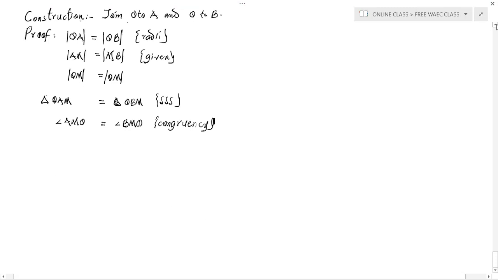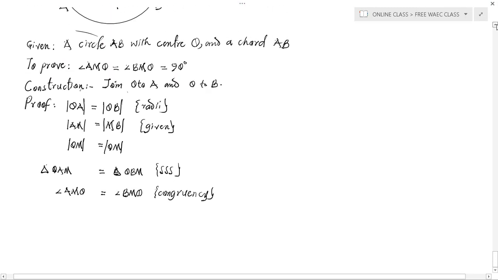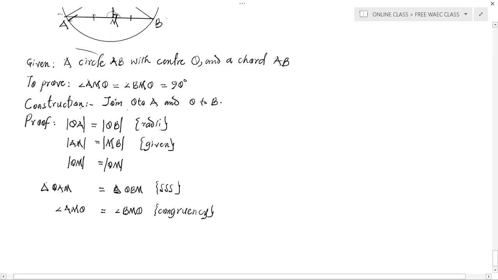Now, if you look closely, you see that angle AMO and this angle are on a straight line. So if we add them together, we can say that angle AMO plus angle BMO is equal to 180 degrees. Why? Angles on a straight line.